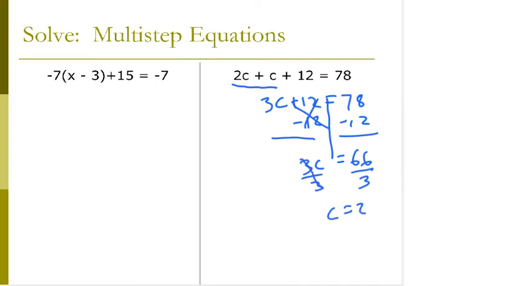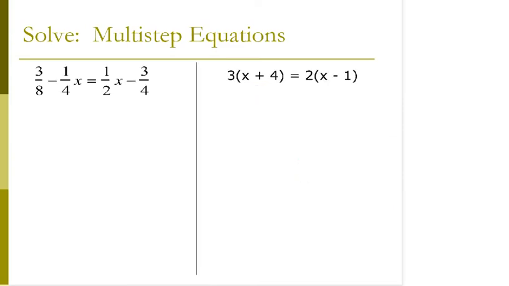And we can check it by substituting our value into the original equation. So 2 times 22 is 44. 44 plus 22 is 66. And 66 plus 12 is 78. So we still end up with the same answer. We know that our equation is correct. Our solution to the equation is correct.